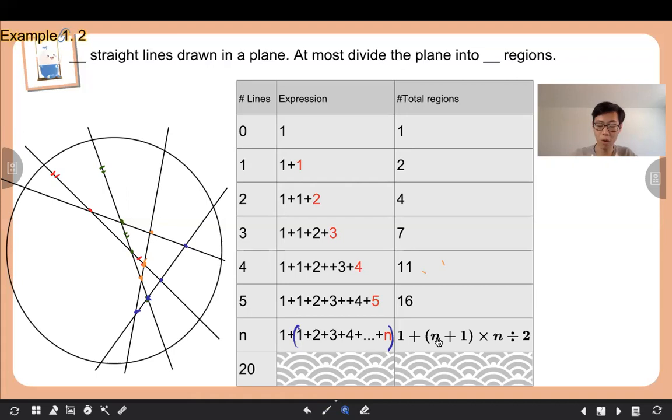Yes, that's it. We should have 20 as our new number here, the red 20, because it intersects with the previous 19 lines, so it is divided into 20 parts. That's why there are 20 new regions. And how many regions do we have in total?